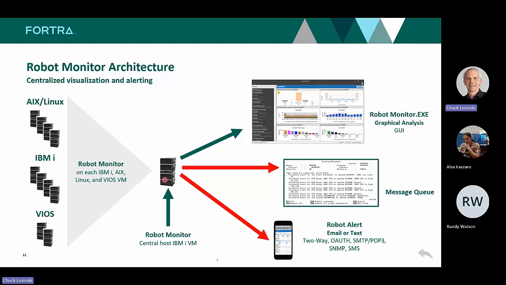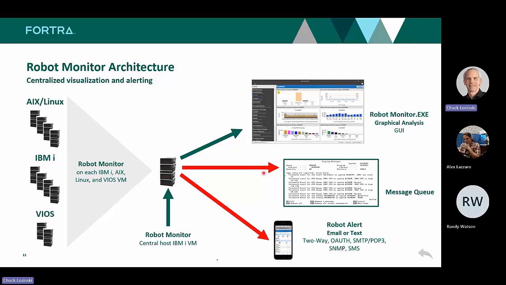And it's there where we do the comparison to your threshold settings. It's there where we can do the external notification. It's also there where you'll connect the graphical interface to that central IBM i partition. So all the data is stored in a DB2 database.